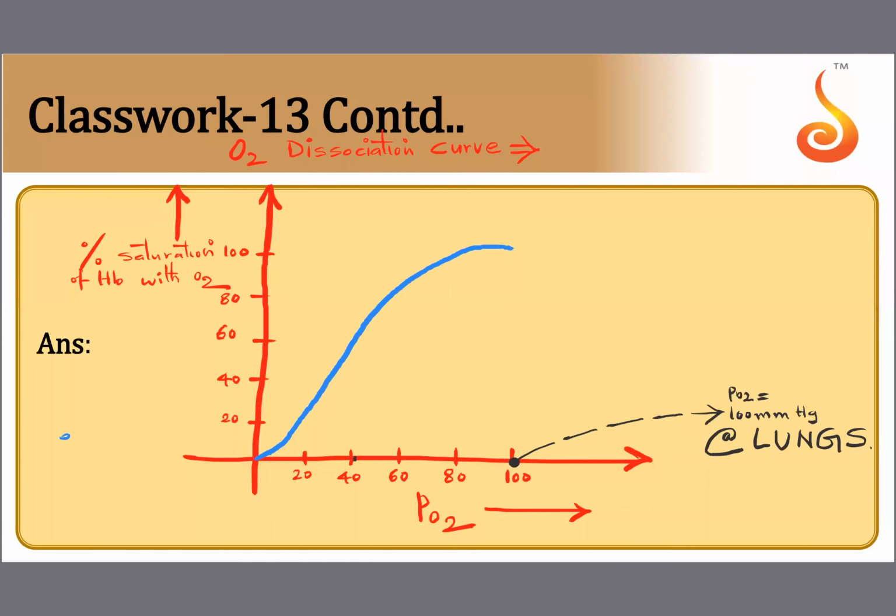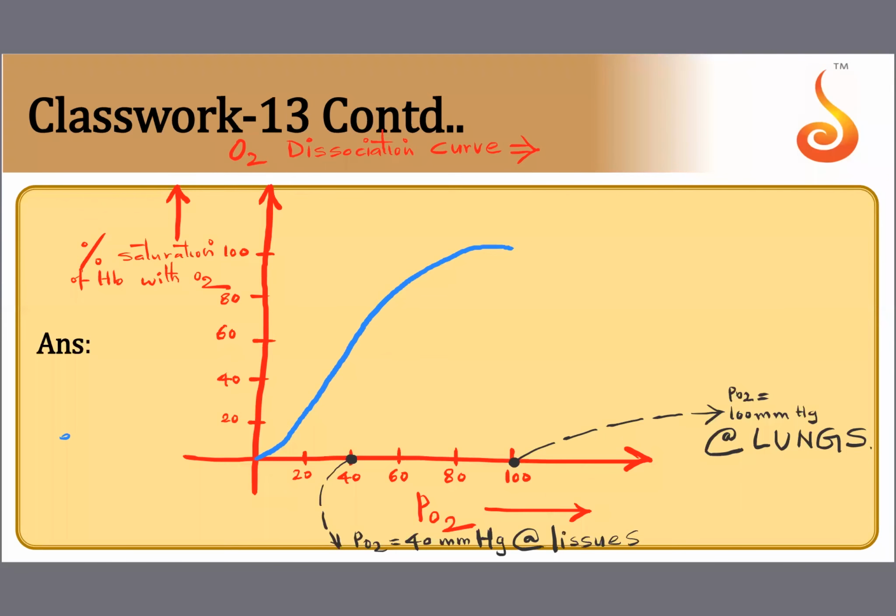Now let me take a partial pressure of 40. Where can you expect a partial pressure of oxygen equal to 40 millimeter mercury? Tell me quickly. Where do you think oxygen levels are low? 40 millimeter mercury. Yes, it is at your tissues.